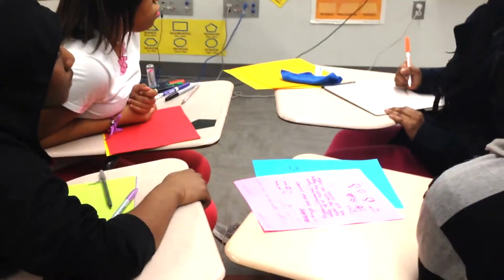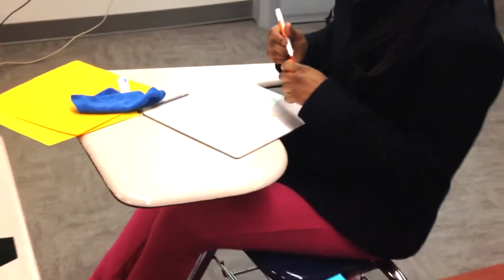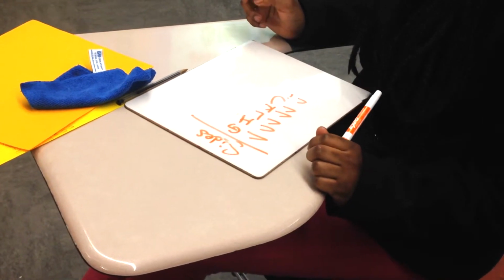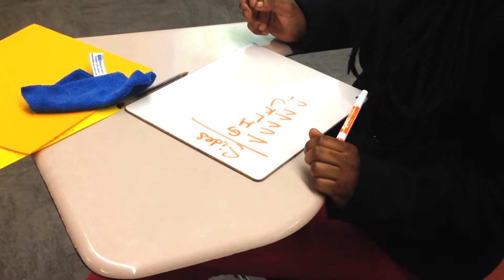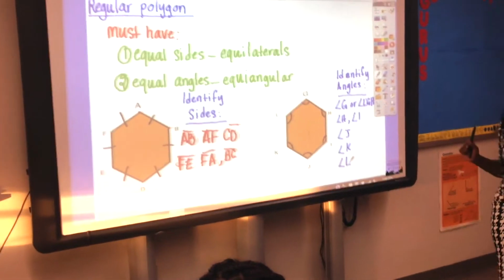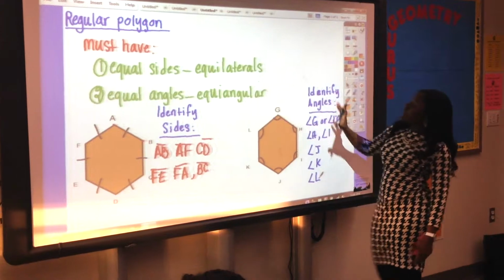Okay. Go ahead, Keelan. We have angle G, angle H, angle I, angle J, K, and L. How many angles should we have total? 6. Okay, fantastic. So we should have 6 sides and 6 angles.